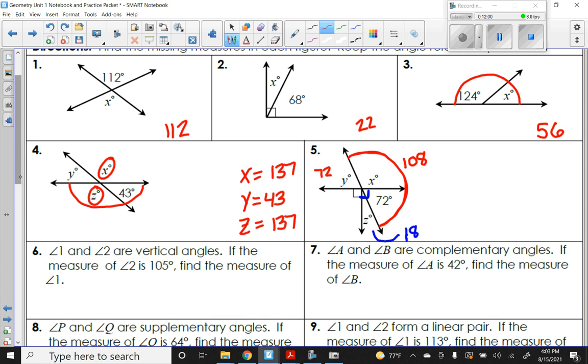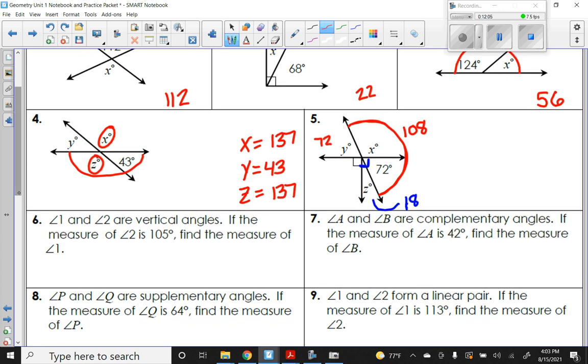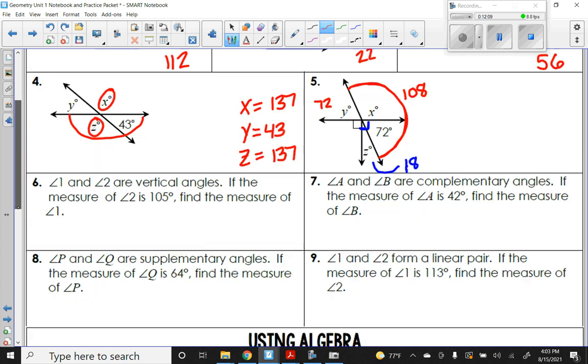I love these type of things, little puzzles like that. Basically, you just start at one angle and just go. I did not have to start at Z. I could have started anywhere I wanted on that one.